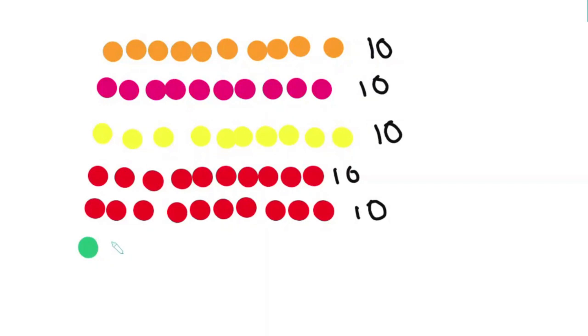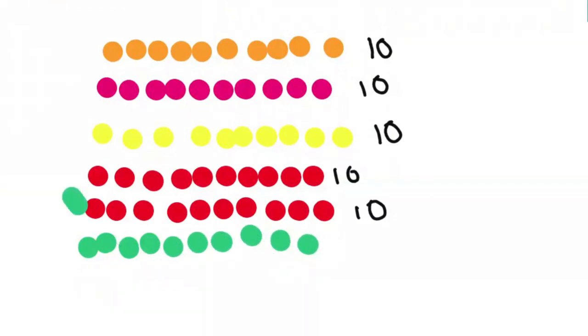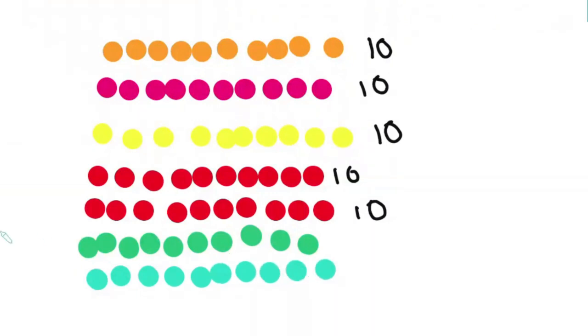How many dots do we need? Can you remember how many dots we need in each row? Yeah, we need 10. That's right. So we've got 1, 2, 3, 4, 5, 6, 7, 8, 9, 10. And I'm going to add one more group of 10 as well, and use this nice sky blue. 1, 2, 3, 4, 5, 6, 7, 8, 9, 10. Fantastic.